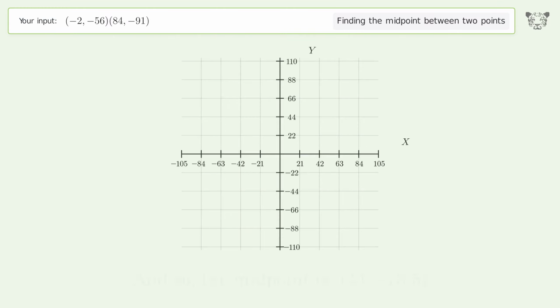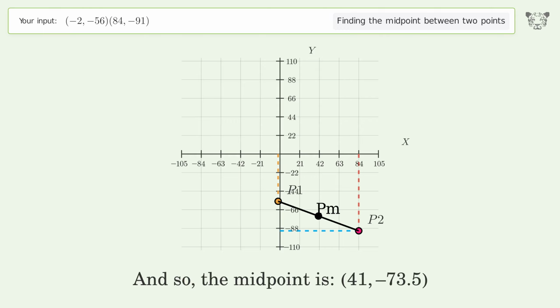And so, the midpoint is 41, negative 73.5.